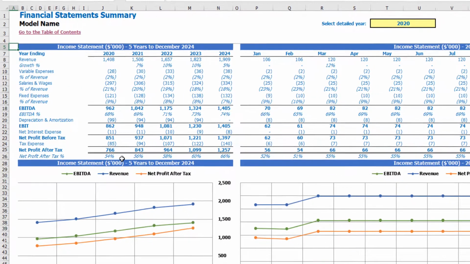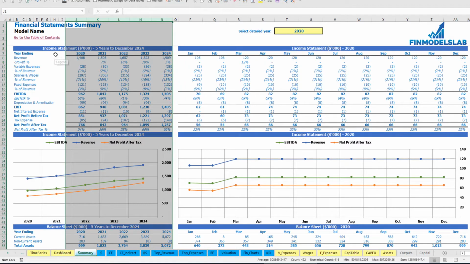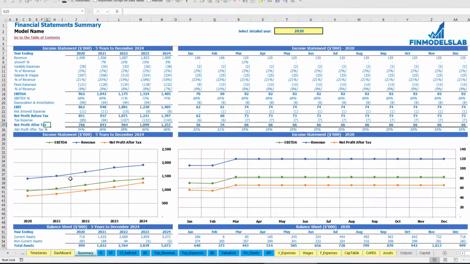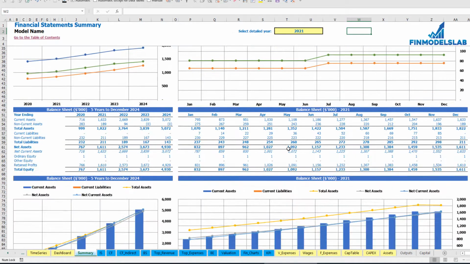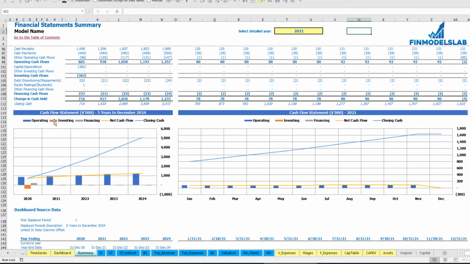The summary of the 3 statements you may find on the Financial Statement Summary tab, which consists of a 5 year breakdown of P&L, balance sheet and cash flow. And additionally, you have to select some year here, and you may see the breakdown of the specific year by months for the main categories of P&L, main categories of balance sheet with some charts, and main categories of cash flow statement, also broken down by months.